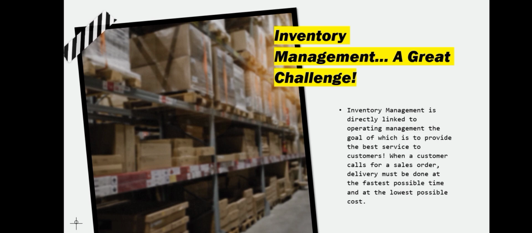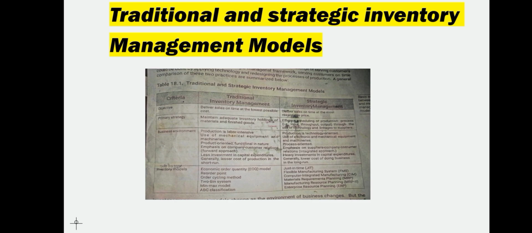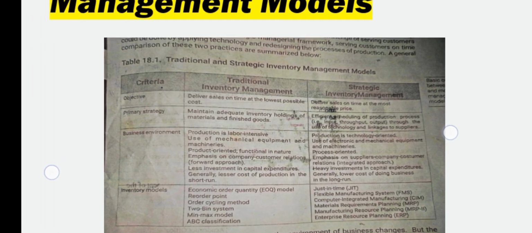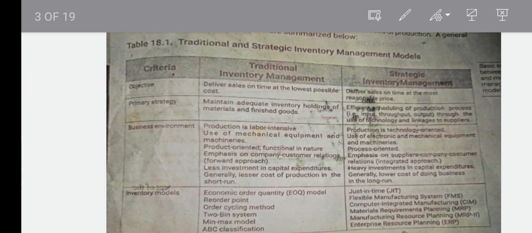Okay, next slide. This is the traditional and strategic inventory management model. So the criteria are traditional inventory management and strategic management. Let's compare the two. Objective: in traditional inventory management, deliver sales on time at the lowest possible cost. In strategic inventory management, deliver sales on time at the most reasonable price. So there is a difference between the two, right?